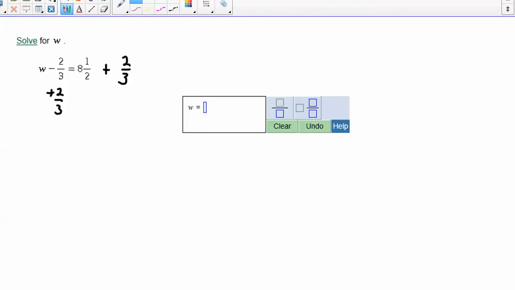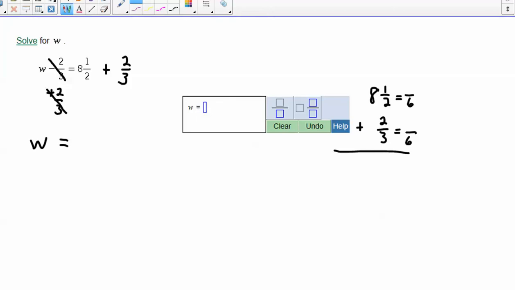Over here on the side with the variable, subtracting and adding the same thing cancel each other out, giving us W equals, and on the right side we need to figure out what is 8.5 plus 2/3. Again, I'm going to do that work off to the side here. 8.5 plus 2/3. When adding and subtracting, you need a common denominator. Common denominator of 2 and 3 is 6.